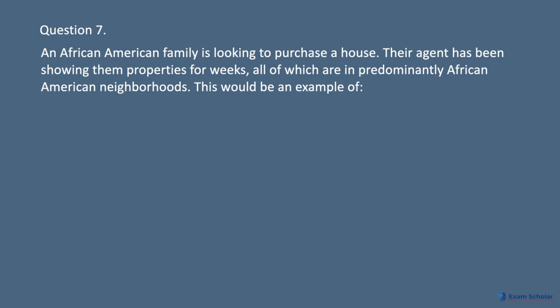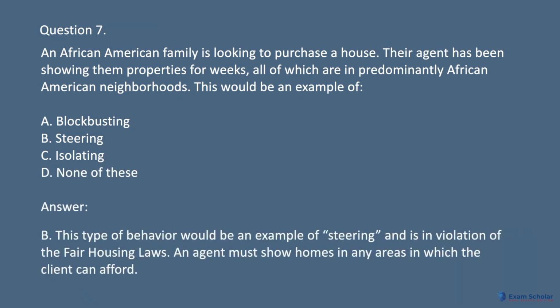Question 7. An African American family is looking to purchase a house. Their agent has been showing them properties for weeks, all of which are in predominantly African American neighborhoods. This would be an example of A. Blockbusting. B. Steering. C. Isolating. D. None of these. Answer. B. This type of behavior would be an example of steering and is in violation of the fair housing laws. An agent must show homes in any areas in which the client can afford.